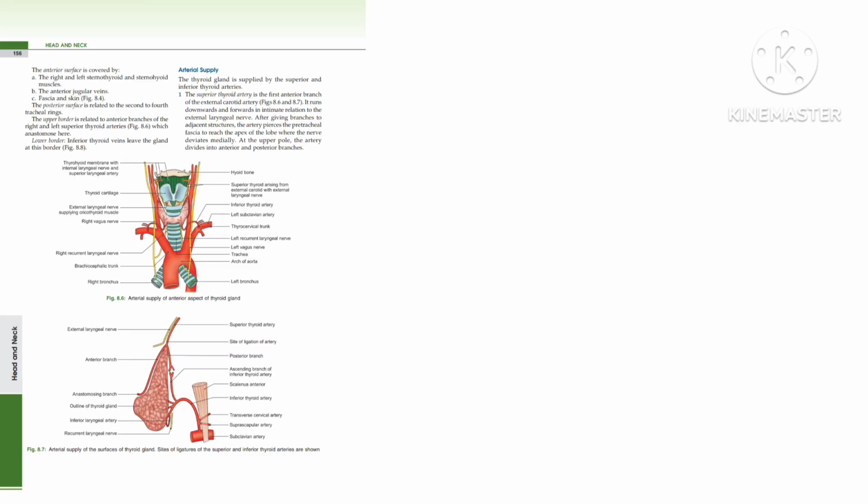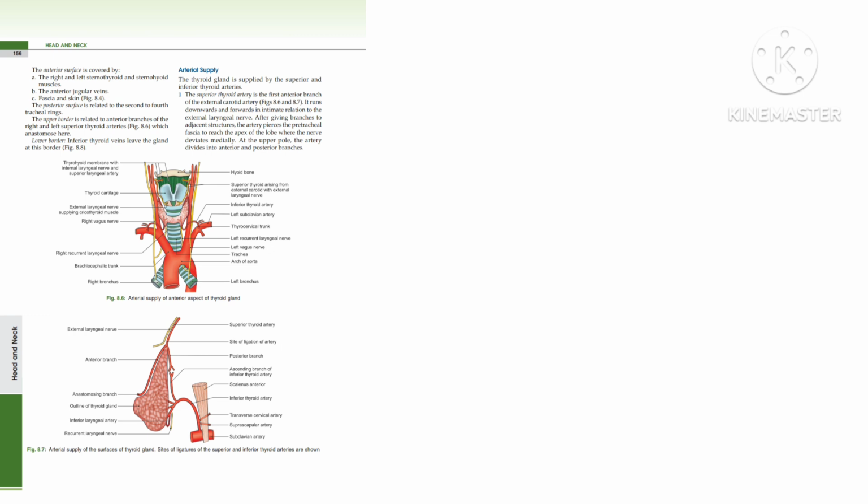Fig. 8.7. The isthmus connects the lower parts of the two lobes. It has A. Two surfaces, anterior and posterior. B. Two borders. The anterior surface is covered by: A. The right and left sternothyroid and sternohyoid muscles. B. The anterior jugular veins.